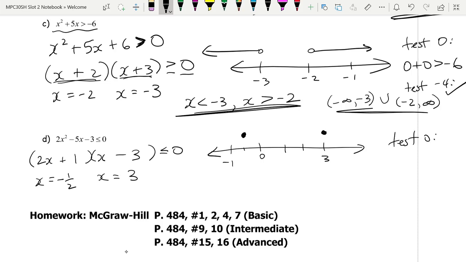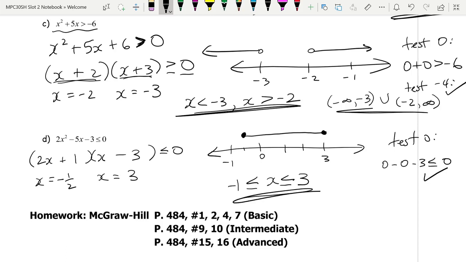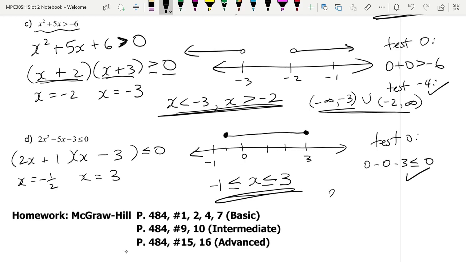Does 0 make this work here? Let's see. 0 minus 3 is less than or equal to 0. That's a true statement. So, yep, there we have it. And to put that into symbols, x is greater than or equal to negative 1, but it's less than or equal to 3. Okay, and if you put it in interval notation, my x values are from negative 1 to 3.